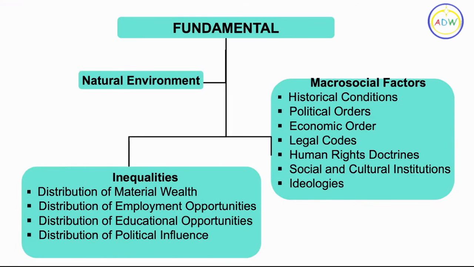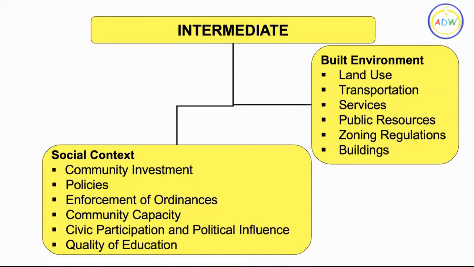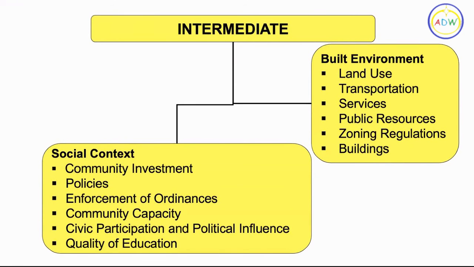Again, they play at the country level or national level. The second group of determinants of health are intermediate social determinants of health. They act or play on the community level.